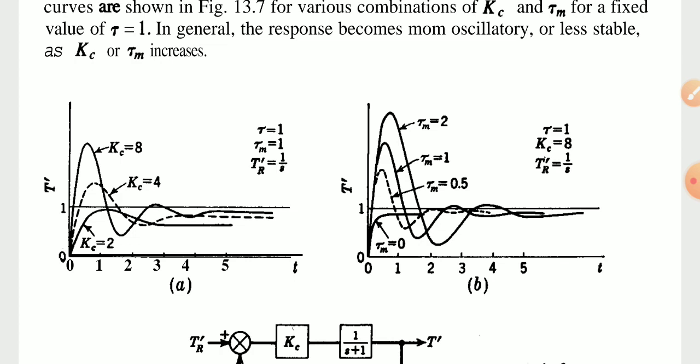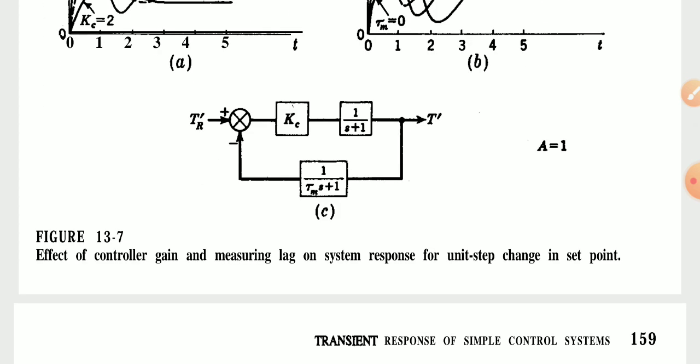Right, the values are different for different graphical systems, which we see for the measurement lag for a proportional control system. In the second graph, look, the graph of tau m is given. Okay, tau m is equal to 2, tau m is equal to 1, tau m is equal to 0.5. Okay, in the last one the value of tau m is given as 0. tau is equal to 1, Kc is equal to 8, tau dash r is equal to 1/s. This shows the effect of the controller gain and the measurement lag on the system response for a unit step change in the set point.